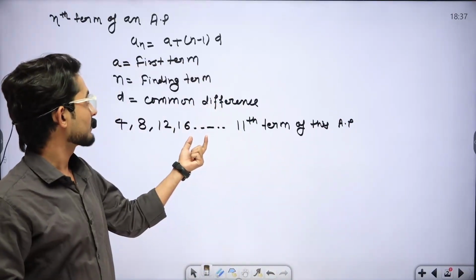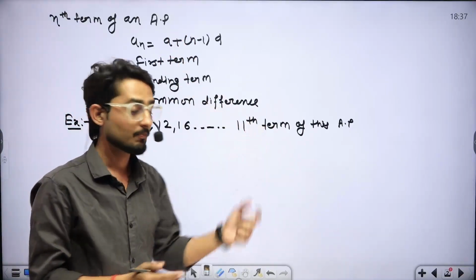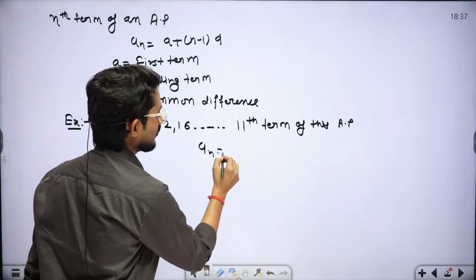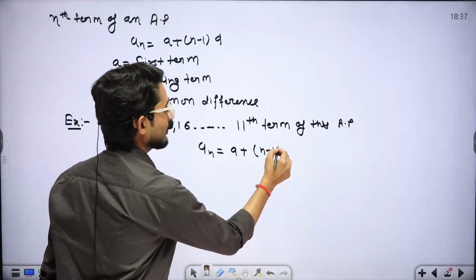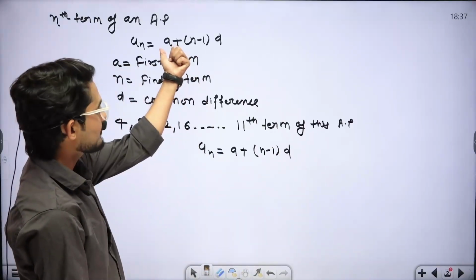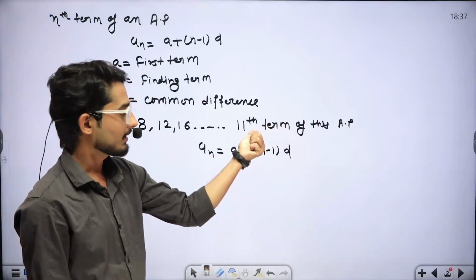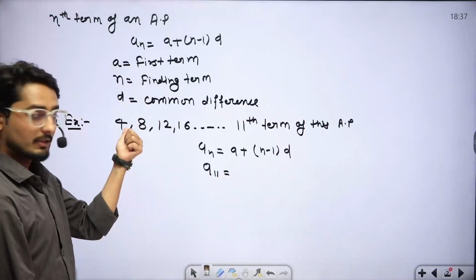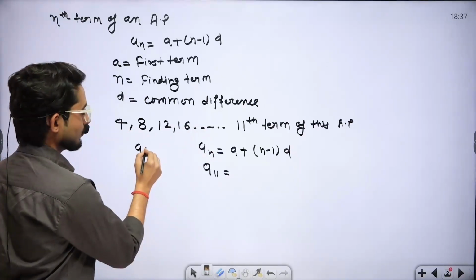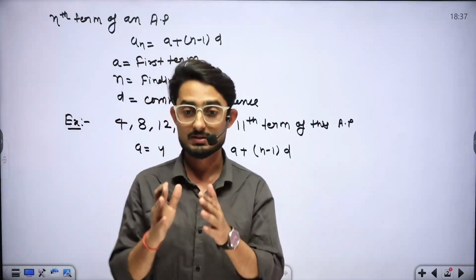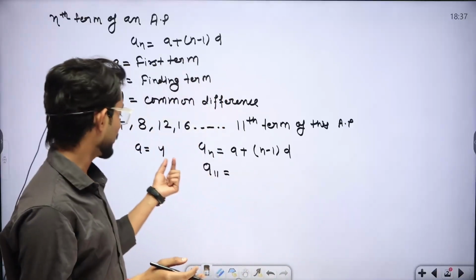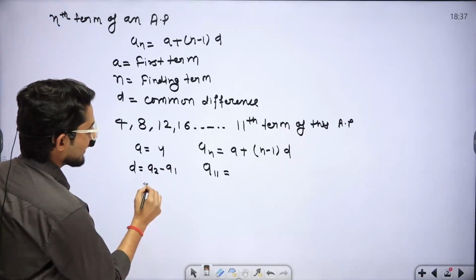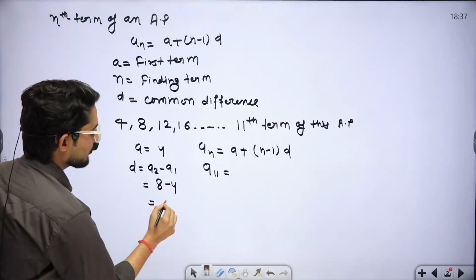To find the 11th term of this AP, you will use this formula: an equals a plus n minus 1 into d. Here n means the term which you want to find. You want the 11th term, so n equals 11. First term a equals 4, meaning a1 equals 4. And the common difference d is a2 minus a1. A2 is 8 and a1 is 4, so 8 minus 4 equals 4.